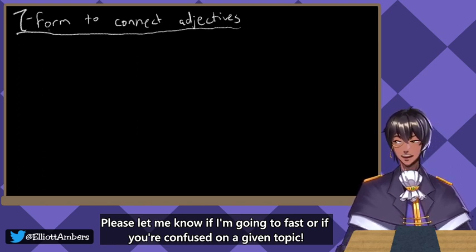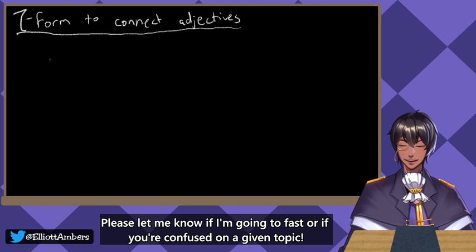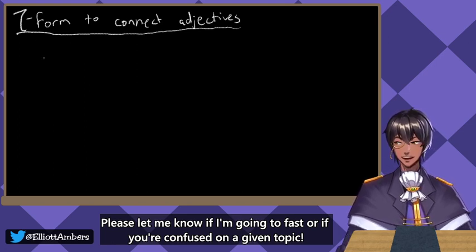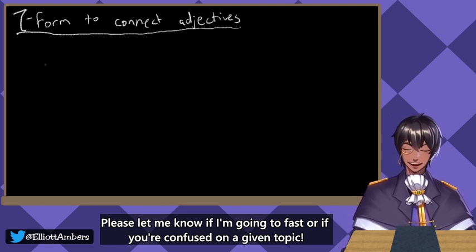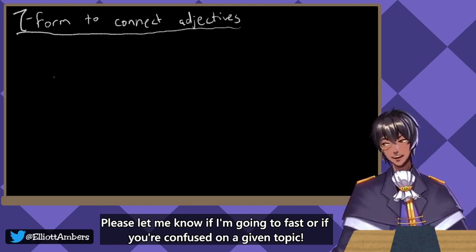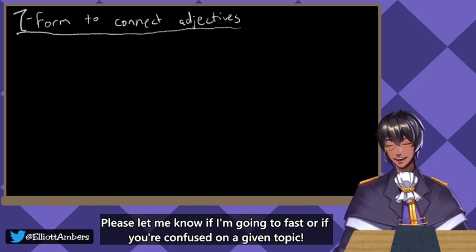So in order to connect multiple adjectives, we have to talk about the te form. Gokigenyo. We have to talk about... Wait, is my chat box not up? Did I invisible that? I just realized, yeah, that's invisible. There we go.